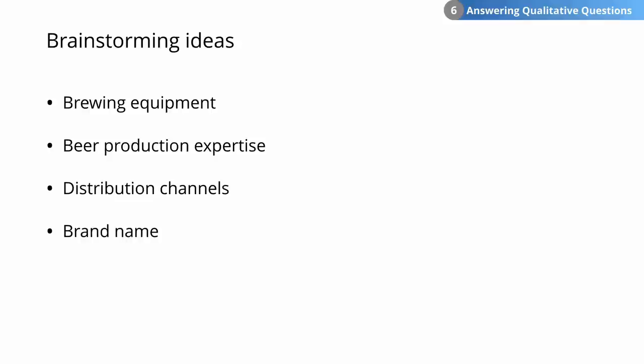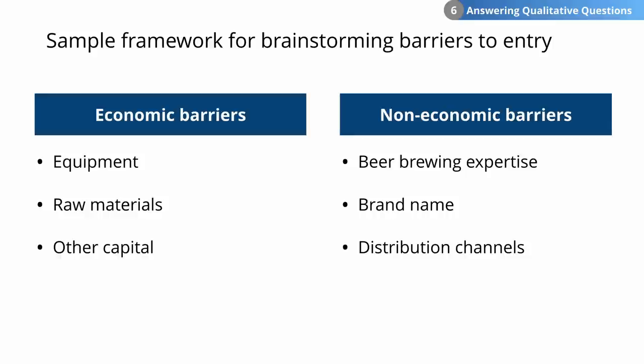Make sure to use a simple structure to organize your thoughts. A simple structure, such as thinking about barriers to entry as either economic barriers or non-economic barriers, helps facilitate brainstorming and demonstrates logic and structure. With this structure, you might come up with the following answer. For economic barriers, you have equipment, raw materials, and other capital. For non-economic barriers, you have beer brewing expertise, brand name, and distribution channels.